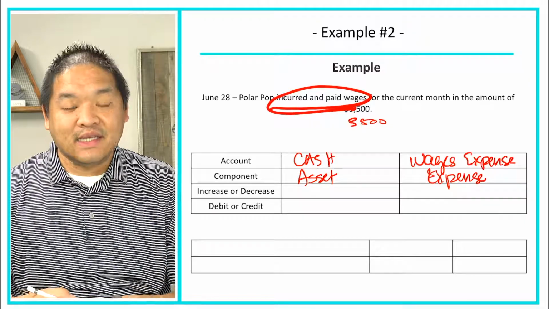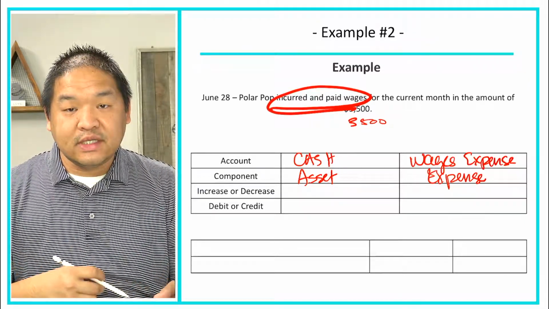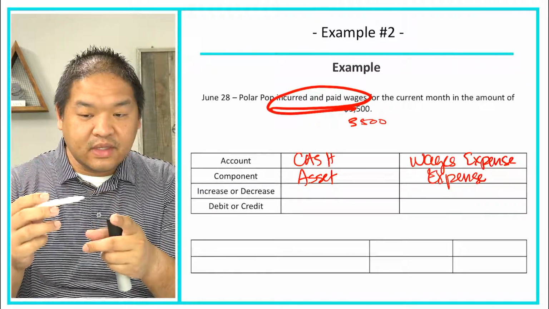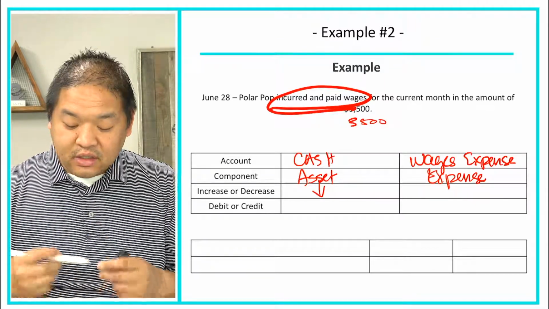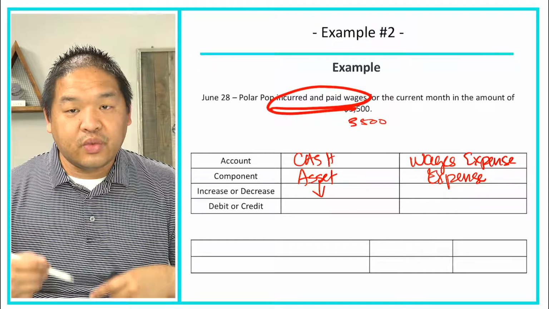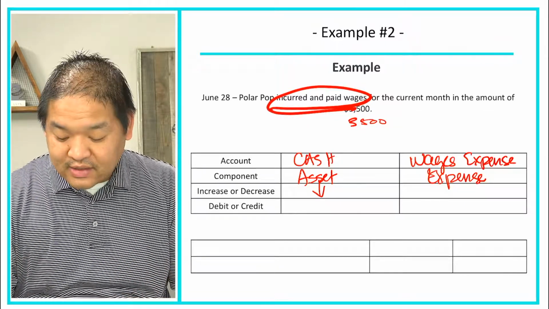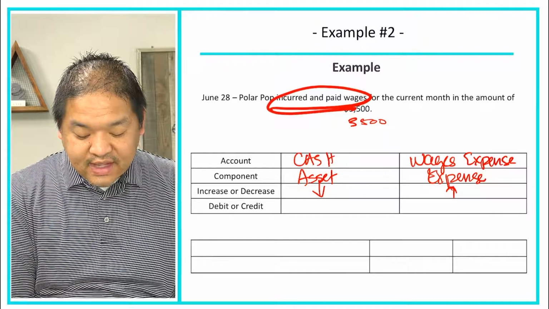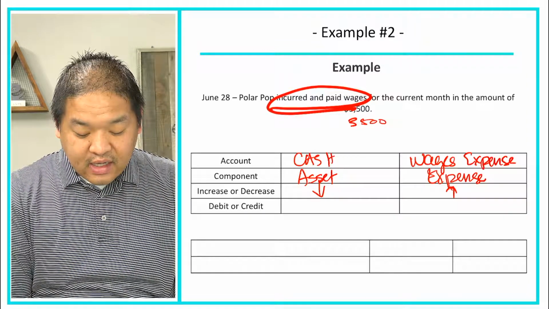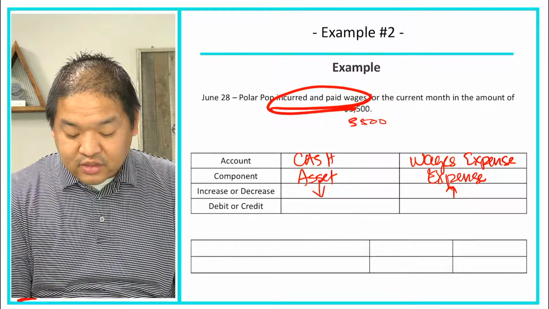Cash is an asset. That asset is increasing or decreasing? Well, if I'm going to pay it to the employees, that's going to decrease my cash balance. Wages expense, the more expenses we incur, we increase the expense. So we increase that. Cash is an asset. Assets on the left-hand side. The asset decreases, therefore it's a credit.